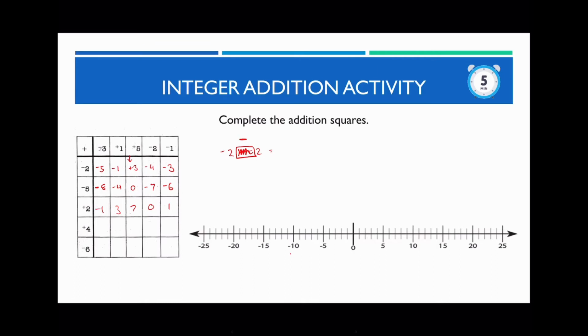Moving to the next row, 4 plus negative 3 is equal to 1. 4 plus 1 is equal to 5. 4 plus 5 is equal to 9. 4 plus negative 2 is equal to 2. 4 plus negative 1 is equal to 3. Next row, the answer should be negative 9. This should equal to negative 5. The next one should equal to negative 6 plus 5 is equal to negative 1. Negative 6 plus negative 2 is equal to negative 8. Negative 6 plus negative 1 is equal to negative 7. So this is the answer for the second one.